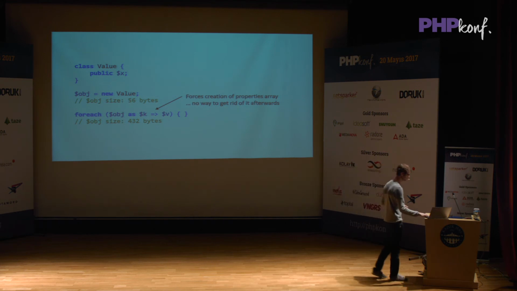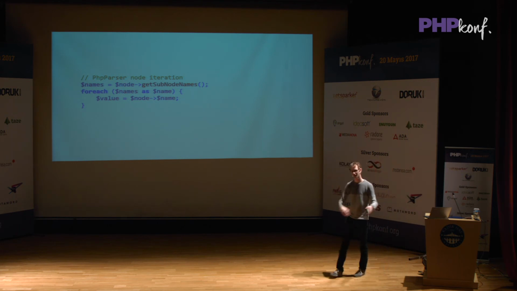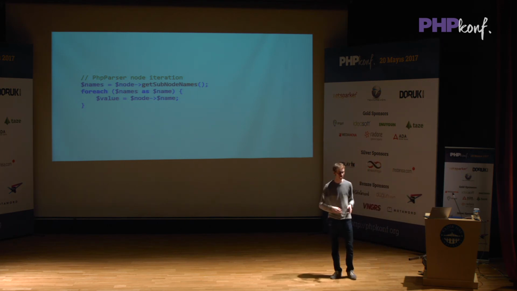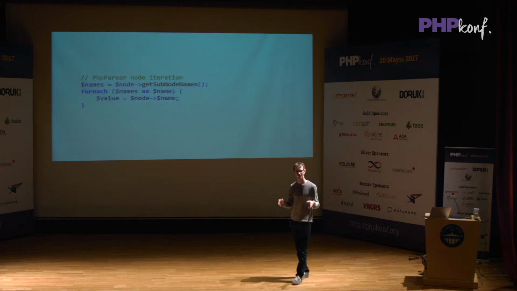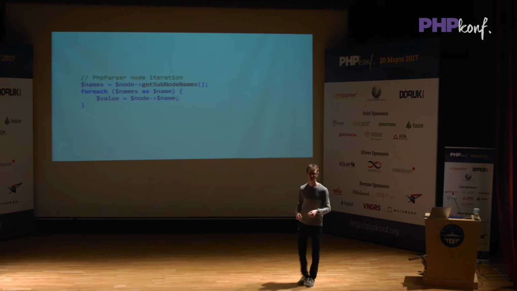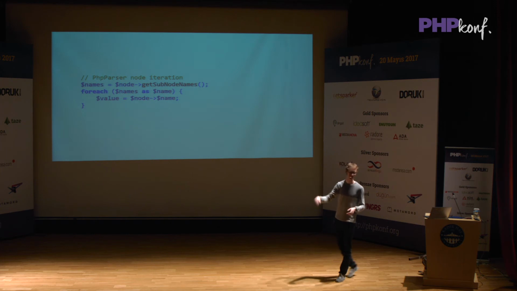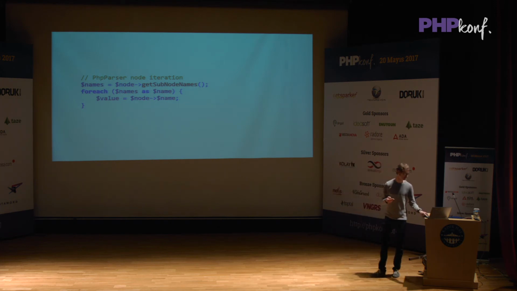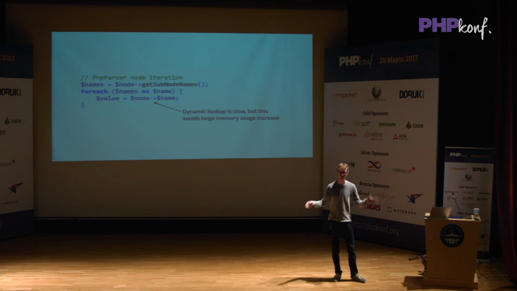For example, in the PHP parser library, where we have huge object graphs which have to be iterated, we use this kind of hack. So actually, on every single class, we have a method that returns the names of the public properties. And then we just do a loop over the names and do a dynamic property lookup using the names. So this kind of dynamic lookup is slow, but it saves us from this kind of huge memory usage increase.